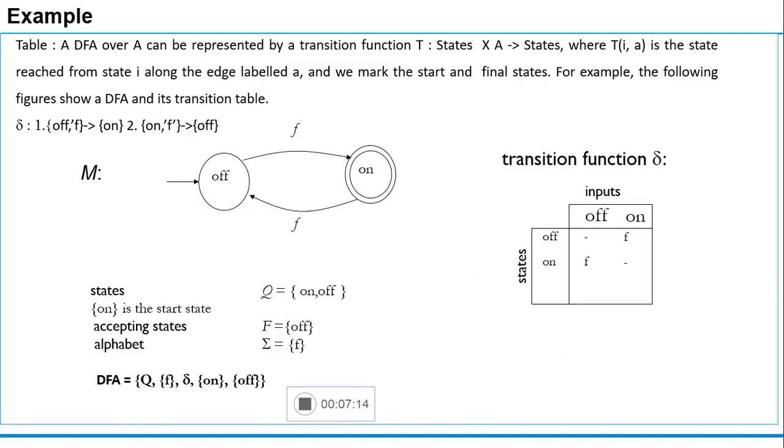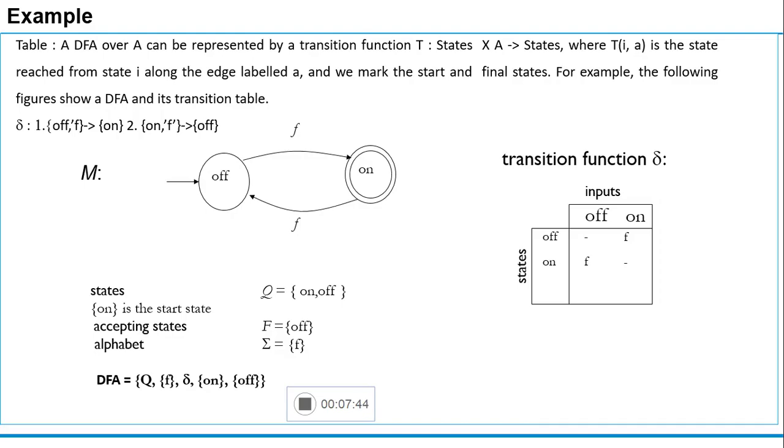We can see an example here. We have an already defined example. So here the states are on and off, so Q will be represented as on, off. And on will be the starting state, and the accepting state is going to be off, and the alphabet is going to be F. And we have something called a transition function. We have to represent a transition function.